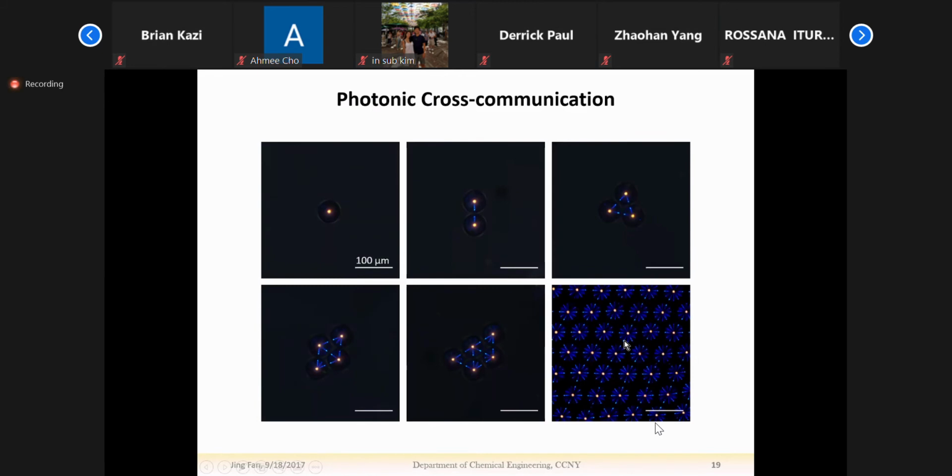In this case, we have a plane of hexagonal packing liquid crystal droplets. Yes, sir. Sorry to bother you, but I was just wondering, does it matter how far apart the droplets are? How does that affect it? That's a great question.